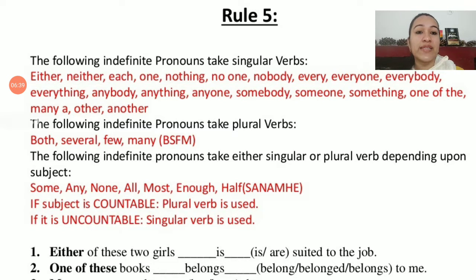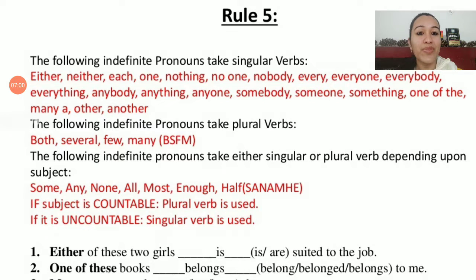Then there's a list of indefinite pronouns that take plural verbs. For example, both. Both means two. Several means many. Few means a number. So for these indefinite pronouns, both of you are grounded. That means the two of you are grounded.